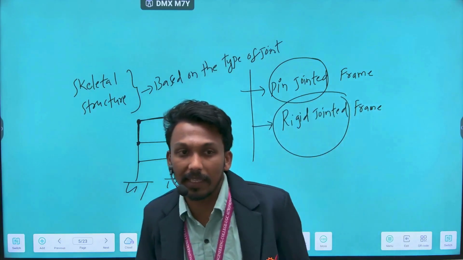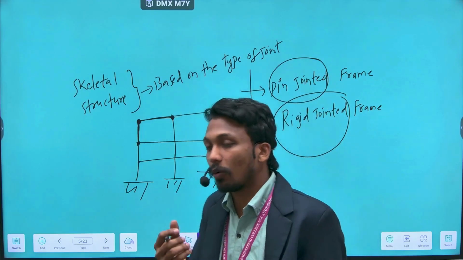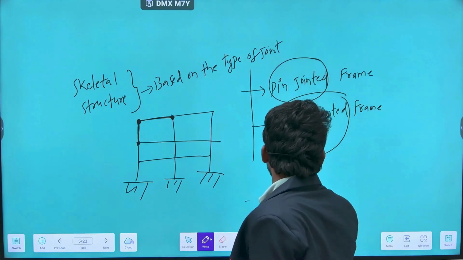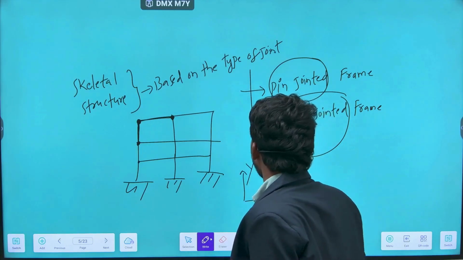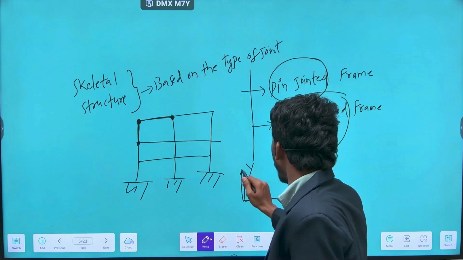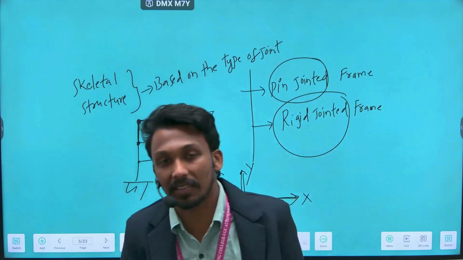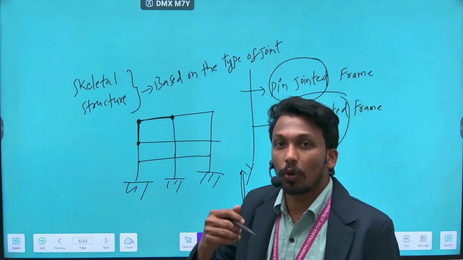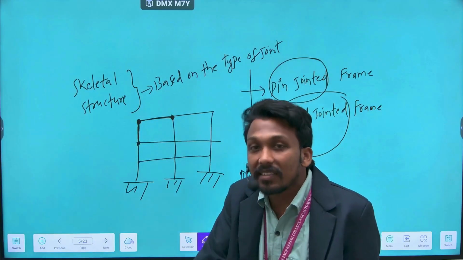A pin joint offers resistance to only translation. Now, what is translation? Translation means movement in the horizontal direction and the vertical direction, let us say x and y. So a pin joint offers resistance to only translation, but it doesn't offer any resistance to rotation. When a moment is applied on it, it will not resist that movement.